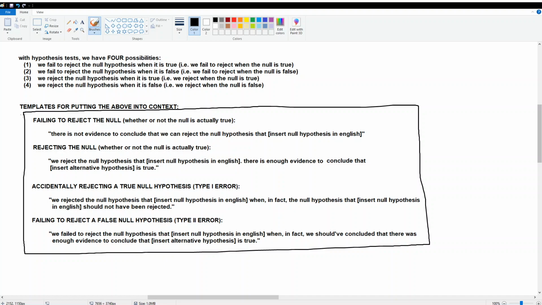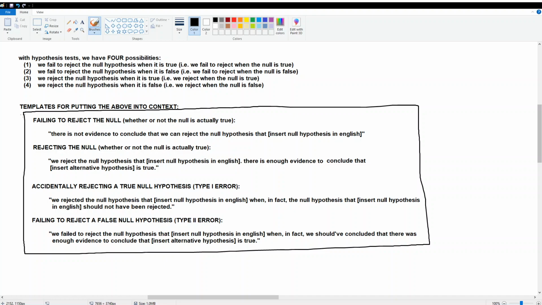Now, let's suppose we screw up. We can explain what a screw up would mean. If we accidentally reject a true null, we might say we reject the null hypothesis that, insert null, when in fact the null should not have been rejected. In the court example, that would mean we rejected the null hypothesis that the defendant was innocent, when in fact our null hypothesis that the defendant was innocent should not have been rejected. So that would be convicting an innocent person.